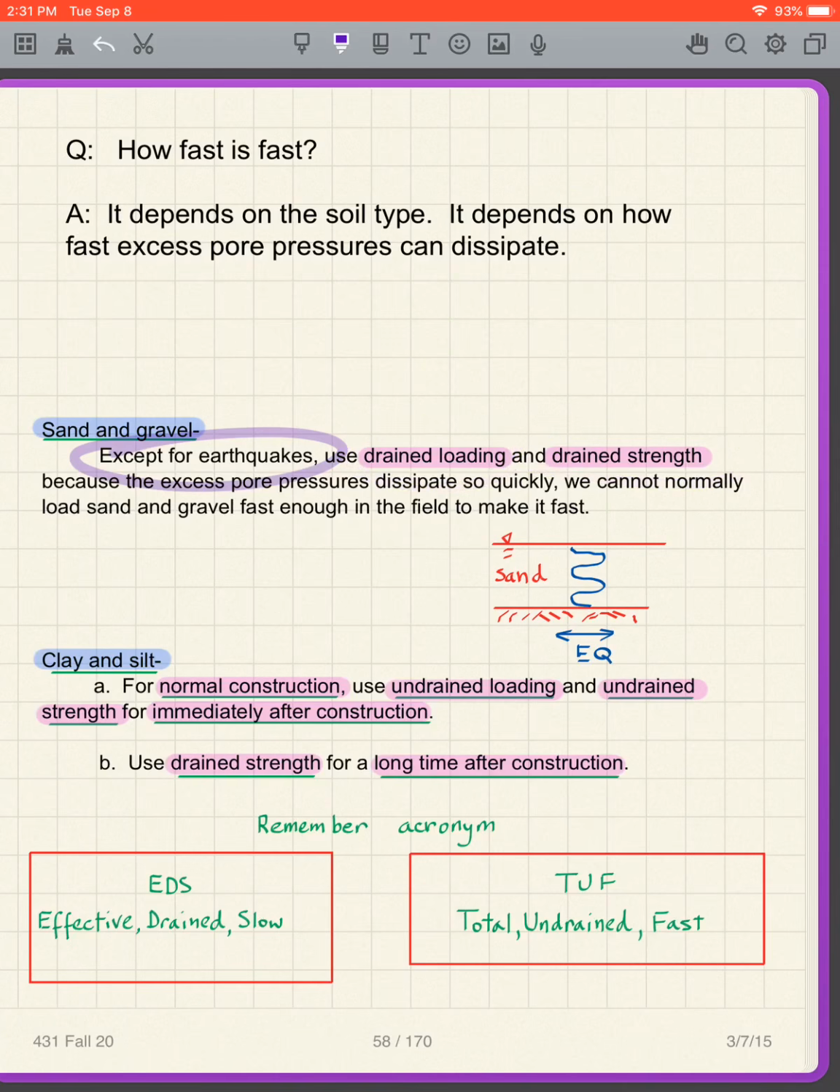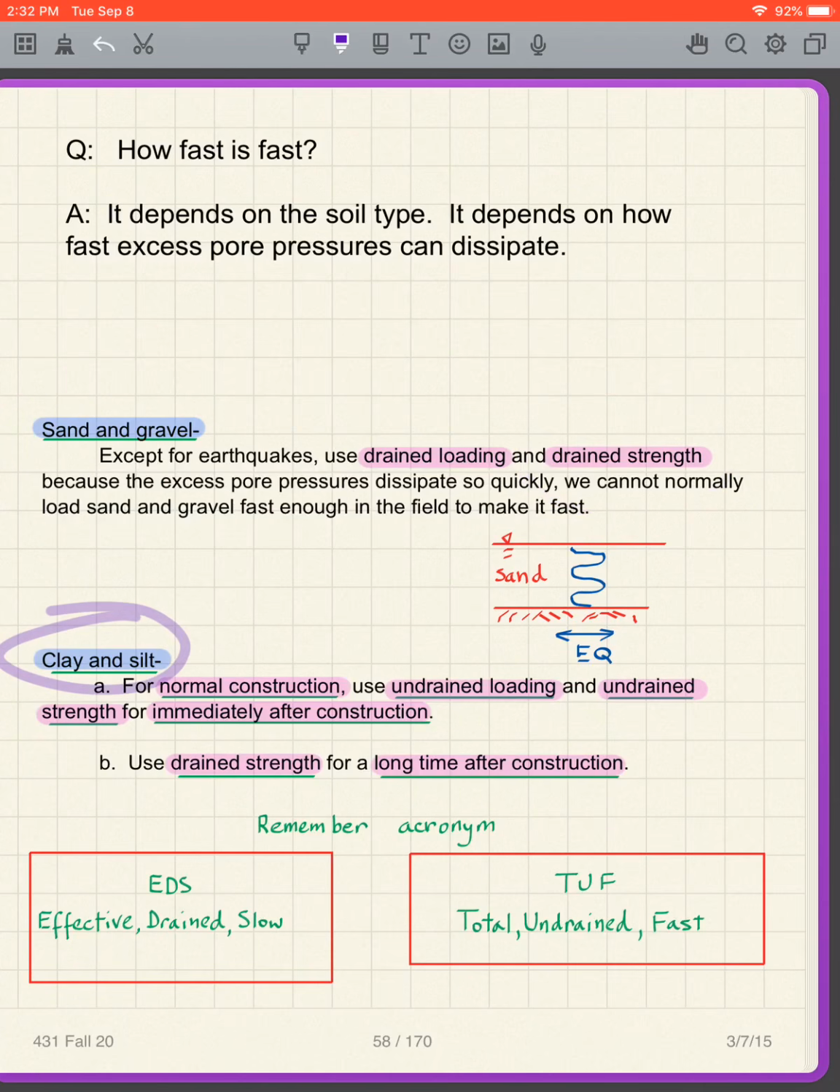This is my illustration of an earthquake loading, where the base rock moves, for instance, back and forth horizontally, creating a seismic wave that travels up to the ground surface. So that is an earthquake loading. We aren't going to look at it. For this class, for sands and gravels, we're always going to be using drained loading and drained strengths, so we're interested in the drained shear strength of our sands and gravels.